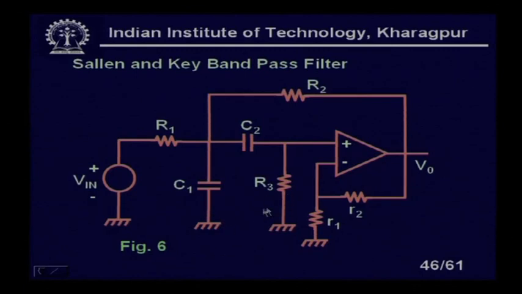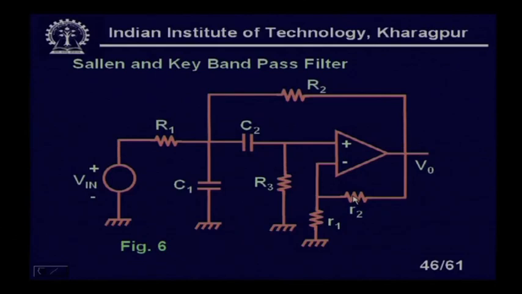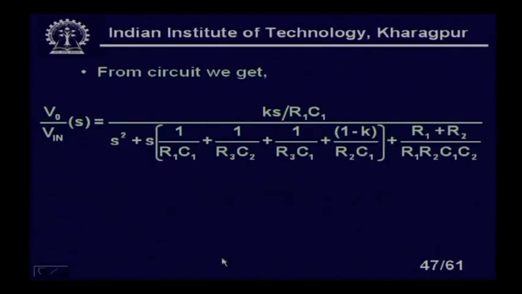In the band pass case, we need one more resistor R3; all other resistors are the same as before, but the structure is slightly different, right. It has negative and positive feedbacks. To make the circuit stable, I have to give a certain amount of negative feedback, right. So, this is our band pass case. Let us see the transfer function: K s, as it has a zero at the origin, upon R1 C1, whole upon s square plus s times (1 upon R1 C1 plus 1 upon R3 C2 plus 1 upon R3 C1 minus k upon R2 C1) plus (R1 plus R2) upon R1 R2 C1 C2, right.